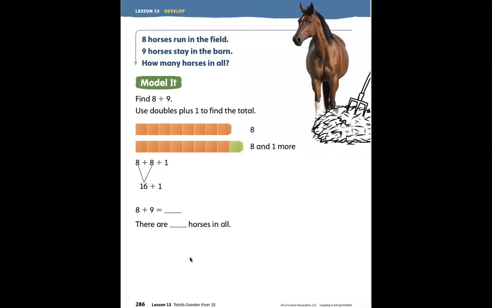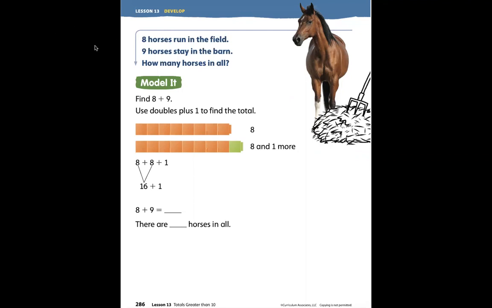Lesson 13, totals greater than 10, page 286. So here, up here, I'm gonna grab my tool. Up here it says, we have eight horses running in the field.